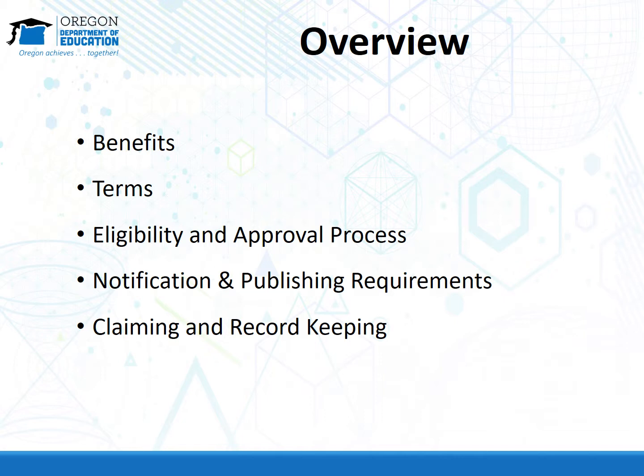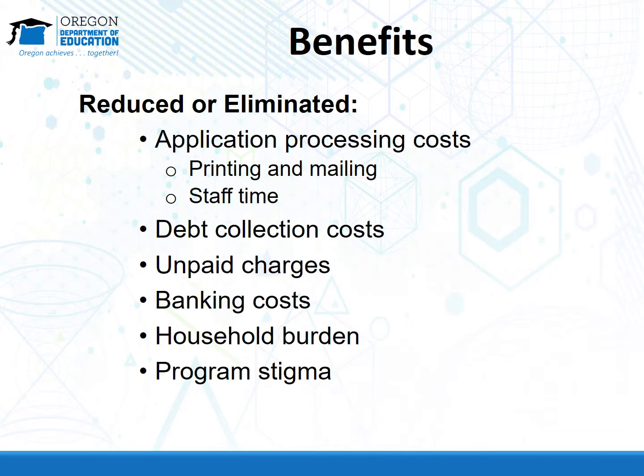The Community Eligibility Provision is part of the Healthy Hunger-Free Kids Act of 2010. On July 1, 2014, the provision was made available nationwide. The benefits of community eligibility are a reduction or elimination of the following items: application process cost, including printing and mailing and the staff time to process applications, debt collection cost, unpaid charges, banking cost, household burden, and program stigma.